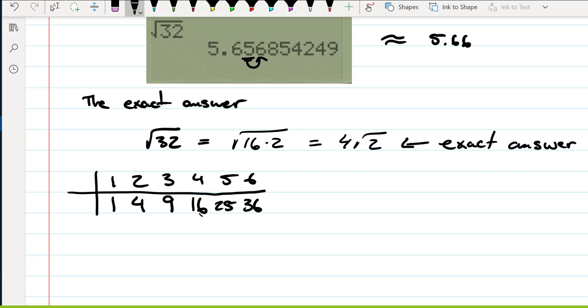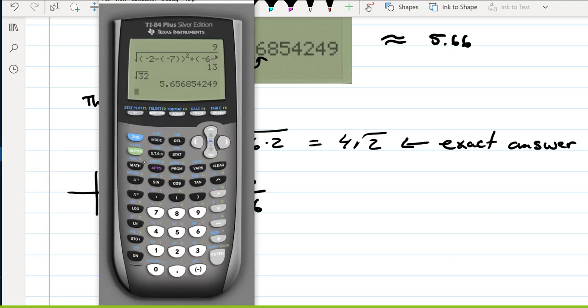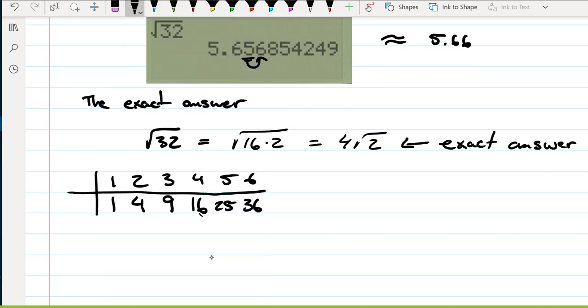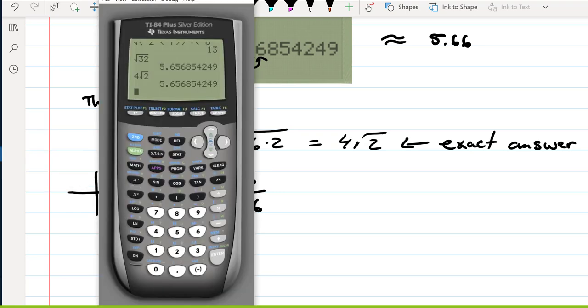So if we grab our graphing calculator, we can double check that if we type in 4 times the square root of 2, we'll see that we get the exact same thing. So this is just like reducing fractions. We can reduce radicals to get an equivalent expression. So this is how we would do it by hand, but since we're looking for the largest perfect square that divides in evenly, we can leverage our technology to help us out.